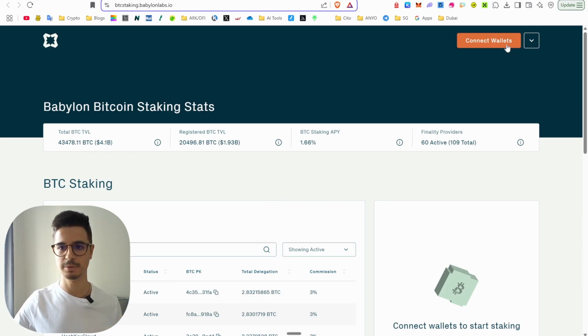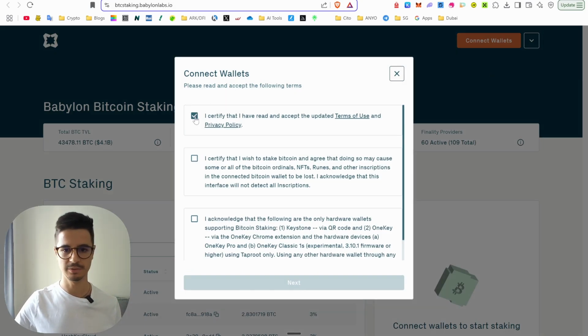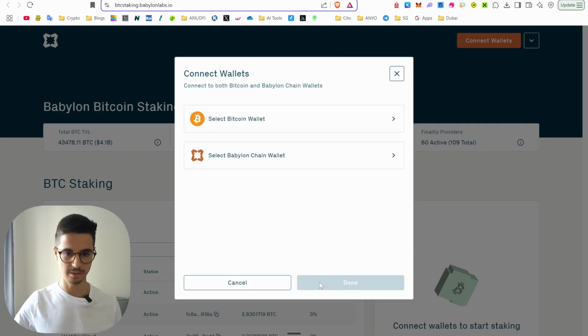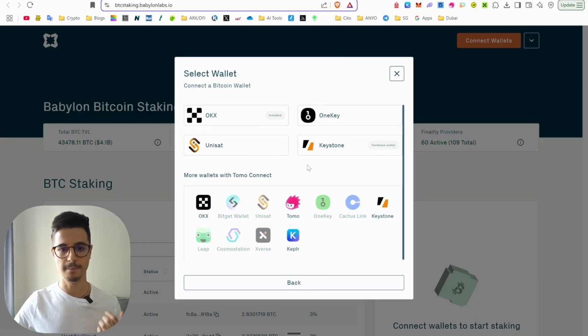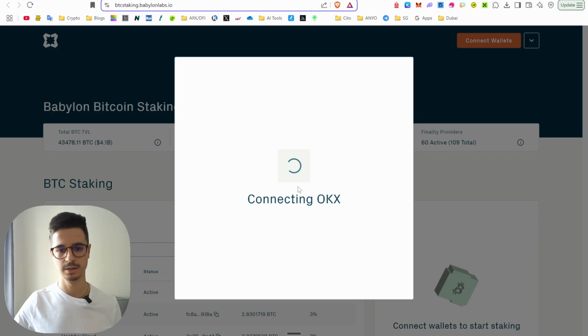So first step, we have to connect our wallets. Initially, we have to approve here the terms of use and the privacy rules. Then we hit on next. The second step, like, we have to select our Bitcoin wallet, self-custodial Bitcoin wallet where we hold our Bitcoin. So in my case, it's the OKX wallet.